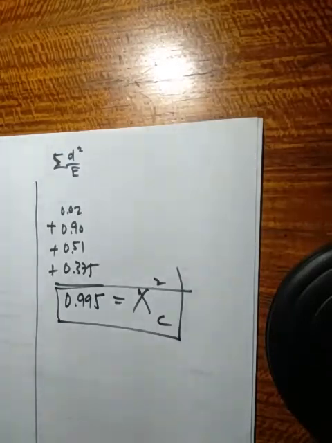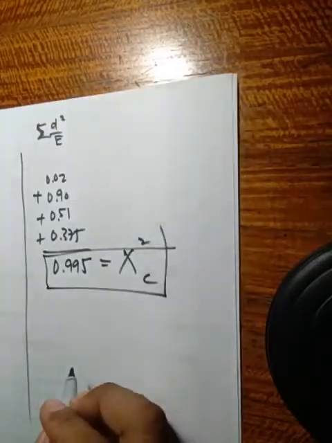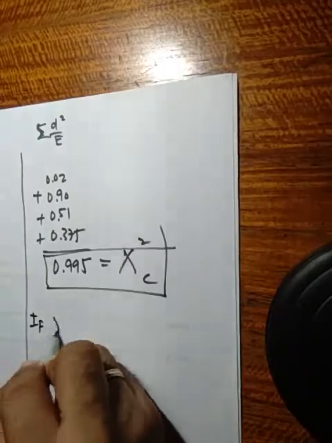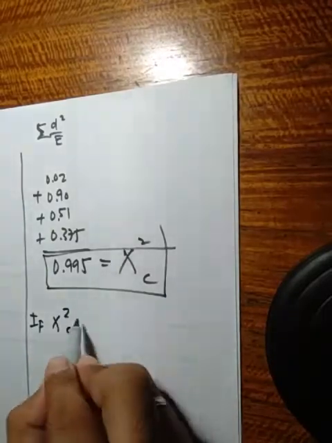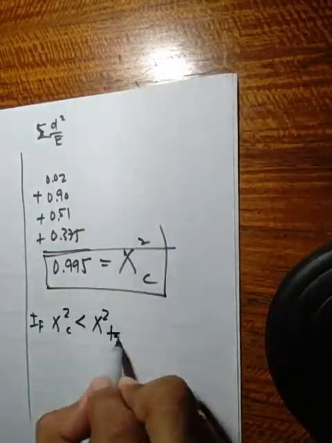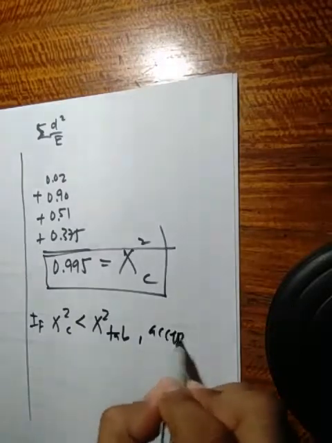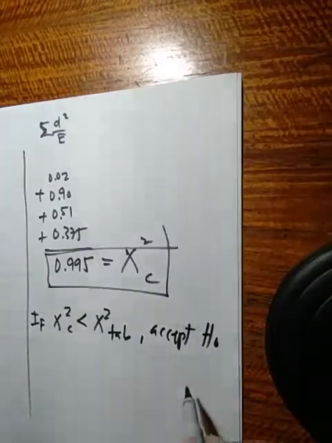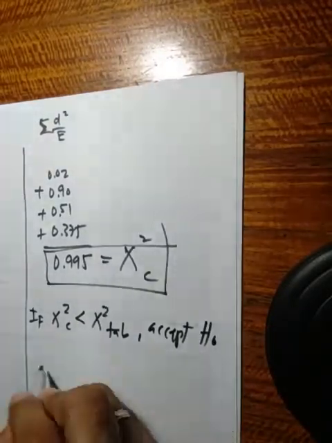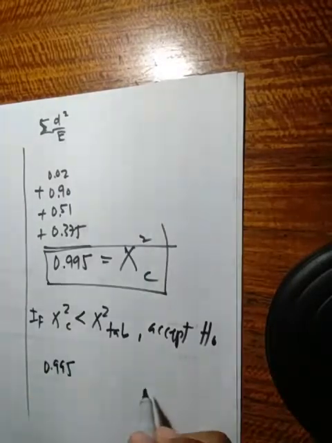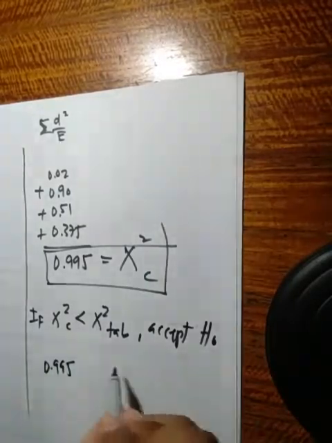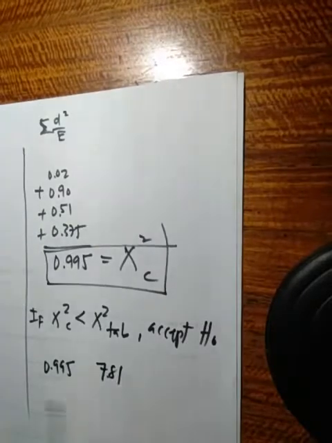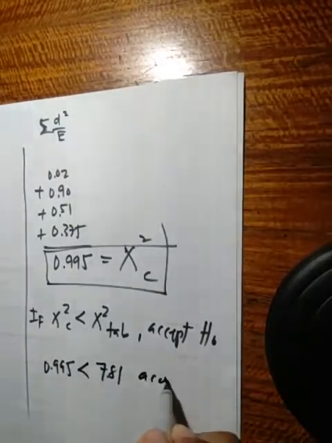Now with this, it's now easy to determine, since the criteria is if chi-squared computed is less than chi-squared tabulated, we will accept HO. The chi-squared computed is equal to 0.995 and the chi-squared tabulated is 7.81. Since 0.995 is less than, therefore we accept HO.